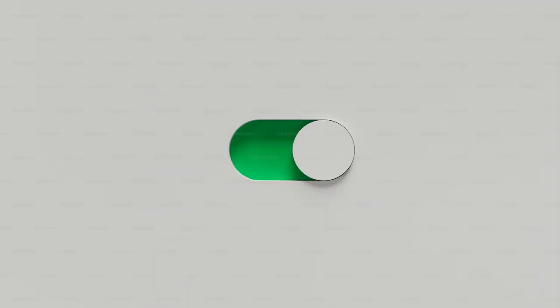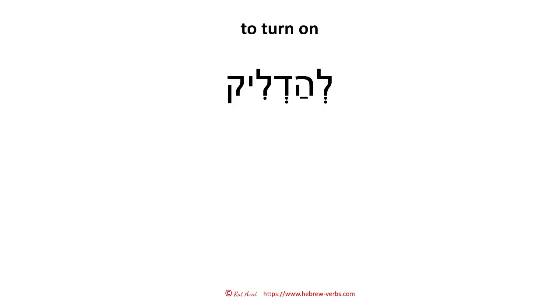So we start with to turn on. To turn on is lehatlik. And this here is the root: Dalet, Lamed, Kuf. And delek means fuel. Interesting. Okay, that was a side comment. Now we start. Lehatlik. This is, yes, Hifil.